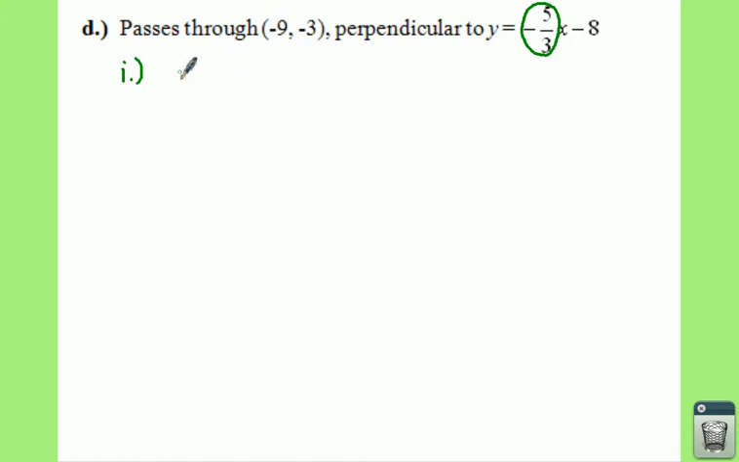So let me erase this here. So if we are given that m is equal to negative 5/3, then we need the negative reciprocal. So that means we need m is equal to a positive 3/5.